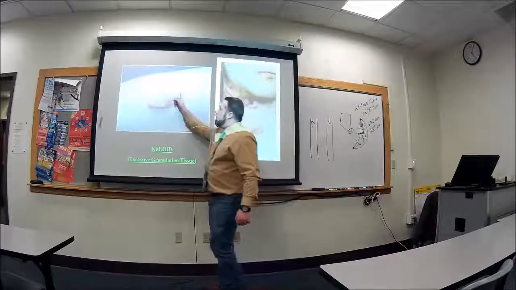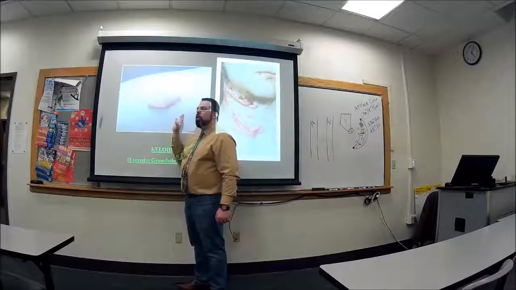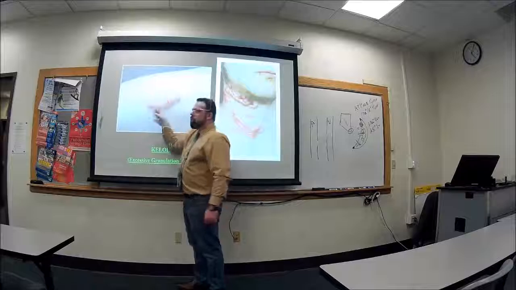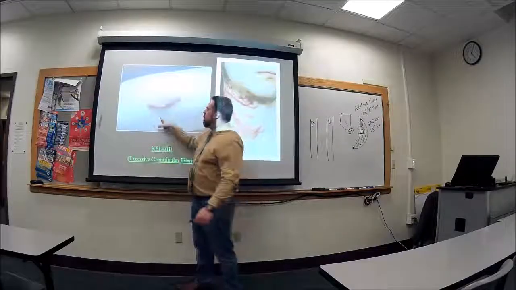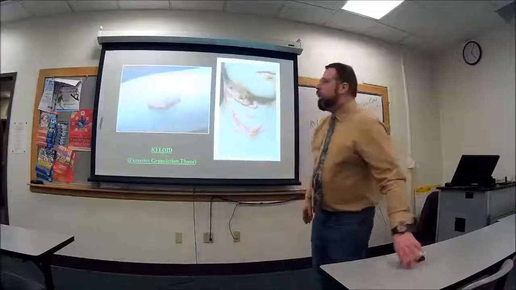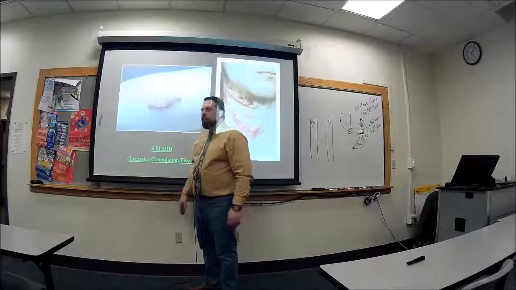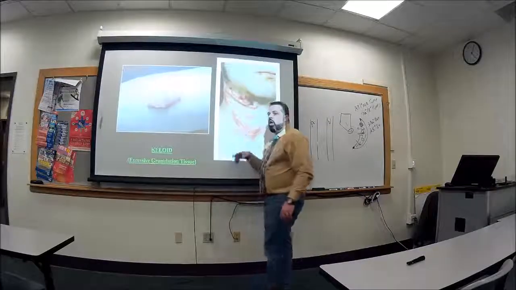This is keloid. Now this is actually nice granulation tissue. That's what I meant by pink. The problem is it's persistent. It stays there. There should be some of this skin growing over that. It shouldn't stay like that. That's what a keloid is. It's this persistent, excessive amount of granulation tissue. You can see it over here.